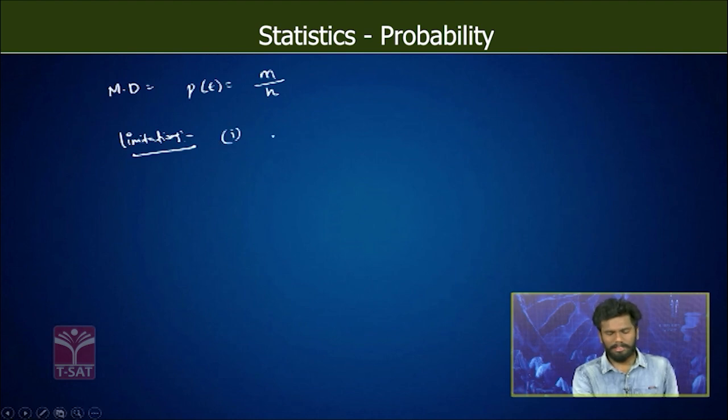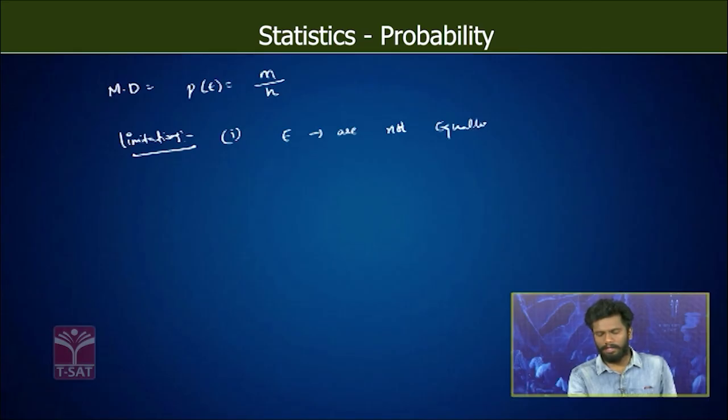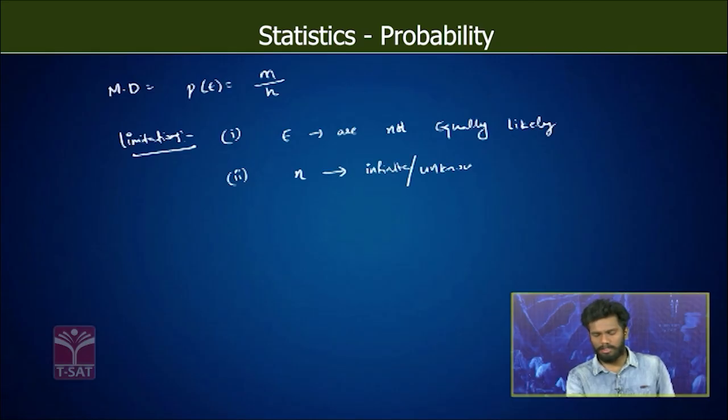The first limitation is when the events E are not equally likely. In this case we cannot apply the mathematical definition. And our second limitation is when the number of outcomes is infinite or unknown. So in this case also we cannot apply our mathematical definition. Now, statistical definition.